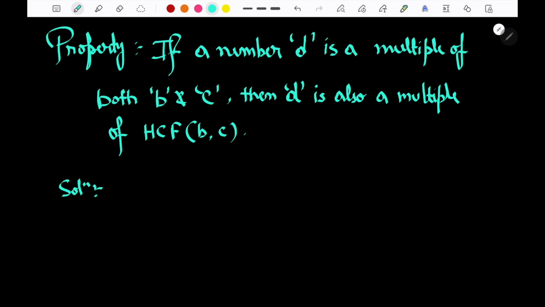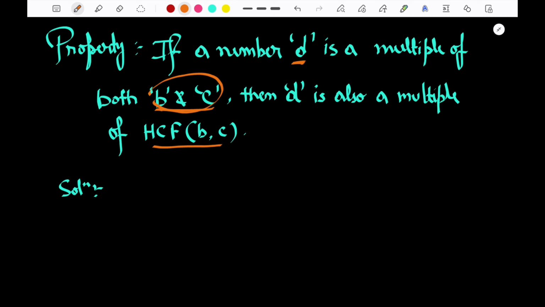Now for the solution part, what we know till now is, if a number d is a multiple of both b and c, then d is also a multiple of HCF of b comma c. Okay, done. So how do we proceed? Of course, HCF of b and c, what does it mean? It is the highest common factor that divides b and c both. So this property is quite obvious, that of course if d is a multiple of b and c, then d is also a multiple of HCF of b and c.